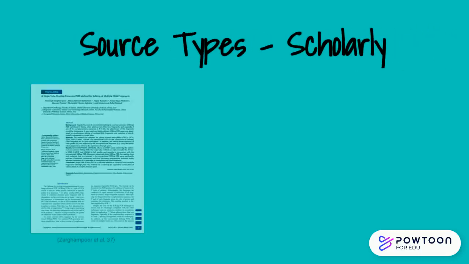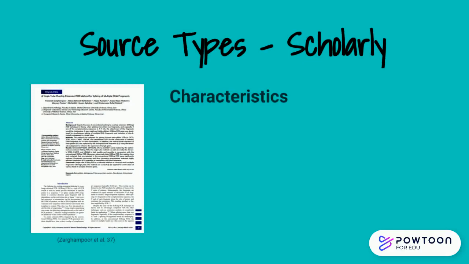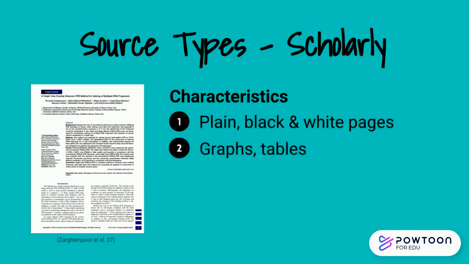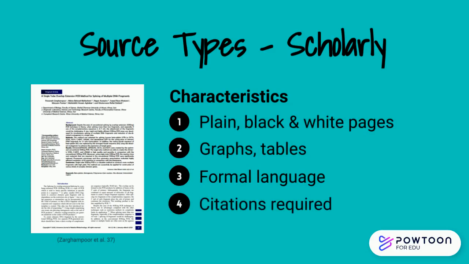Scholarly sources are meant to present research to professionals, faculty, and students in a field. Characteristics of scholarly sources include plain black and white pages with graphs and tables. The language is formal and uses vocabulary that is specific to the field of study. Scholarly sources always include formal citations.